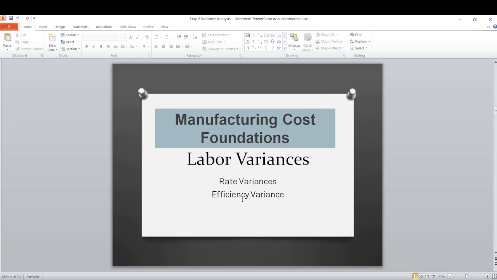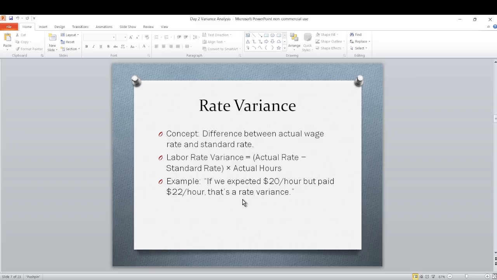Next, let's look at labor variances. Like materials, there are two key types, rate and efficiency. Labor rate variance is the difference between actual wage rate paid and the standard rate expected. We expected $20 per hour, but actually paid $22 an hour. If 500 hours were worked, the labor rate variance is $2 times 500 equals $1,000 unfavorable.